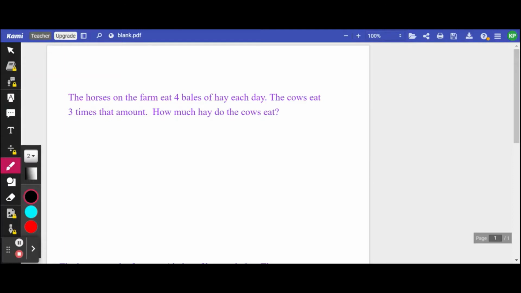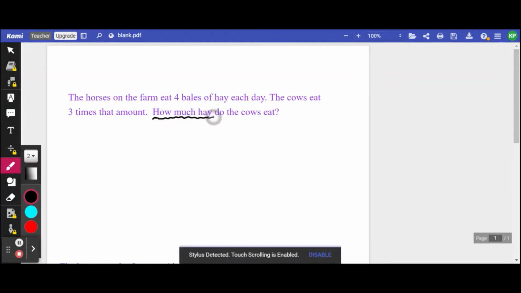So the first thing we said to do was underline the question. Here's a word problem we have right here. It says, the horses on the farm eat 4 bales of hay each day. The cows eat 3 times that amount. How much hay do the cows eat? So we're going to underline the question. That's what it's asking: how much hay do the cows eat?